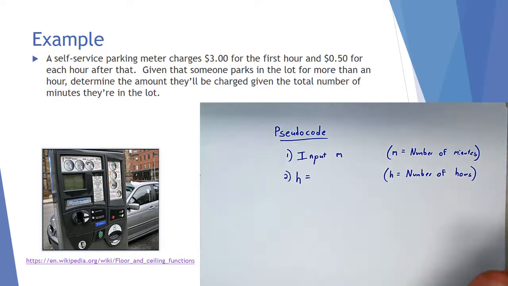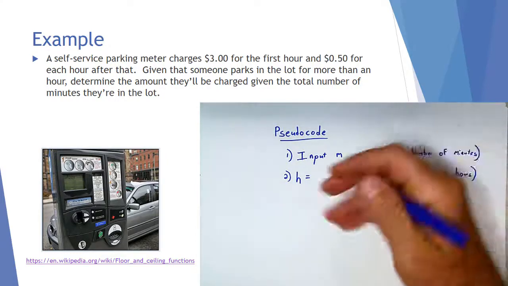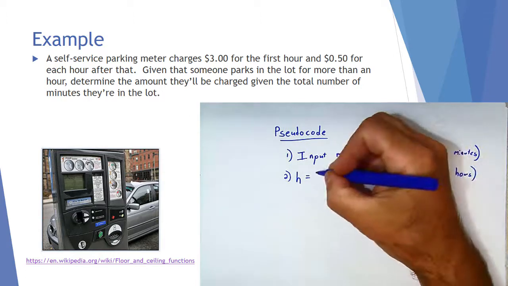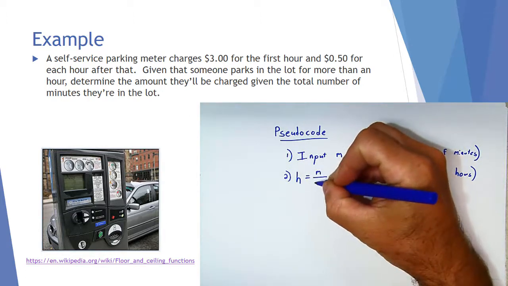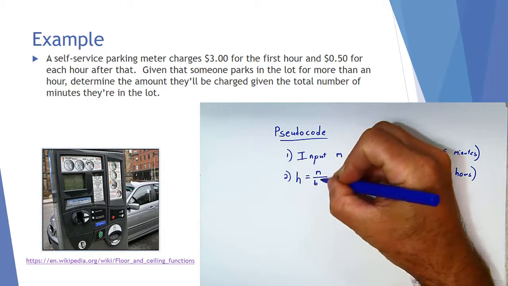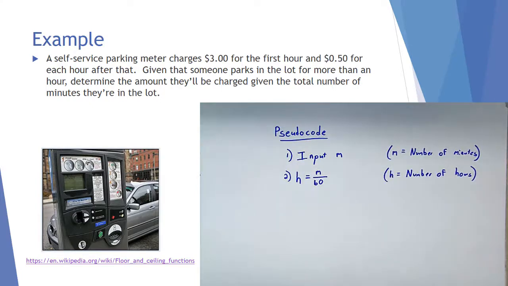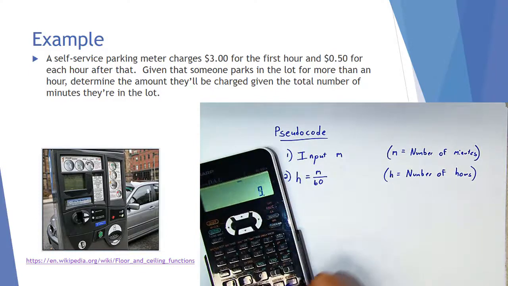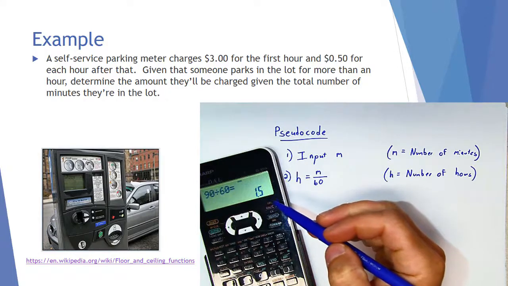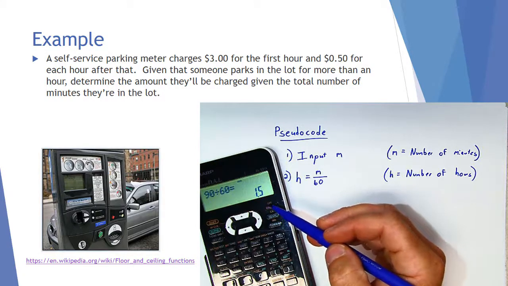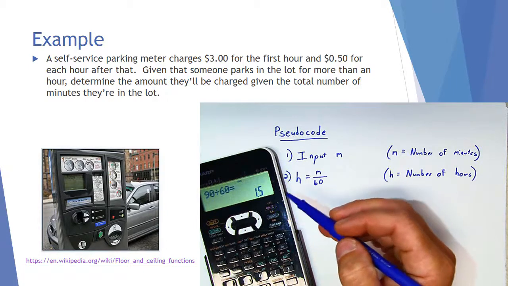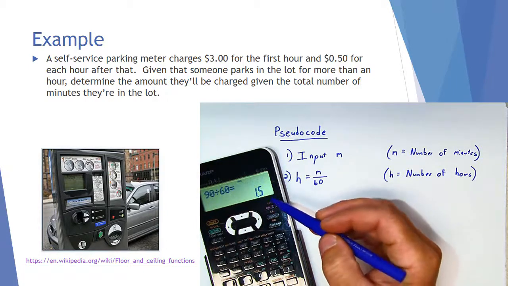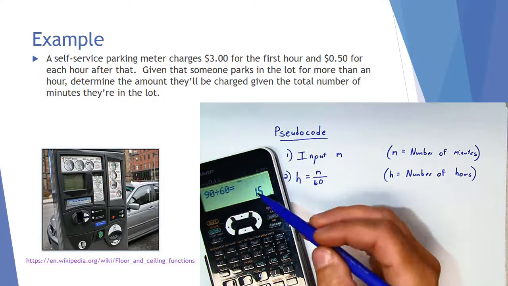Well, if we were in a lot for 60 minutes, that would be 1 hour. 120 minutes would be 2 hours. So we're going to take the number of minutes and divide it by 60. But there's a problem with that. For example, if we're in the lot for an hour and a half, that would be 90 minutes. And if we divide that by 60, we get a decimal number. Our pay structure doesn't work like that. It charges 50 cents for each half hour after that. So we need to round this up and say that we're there for 2 hours.